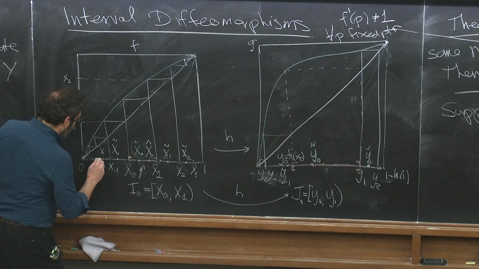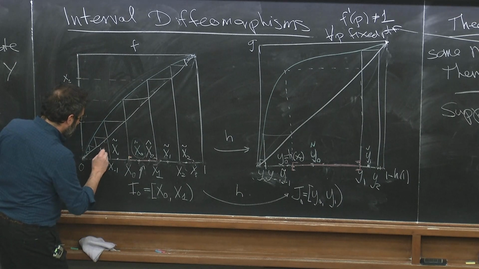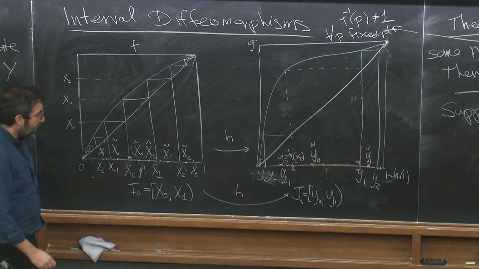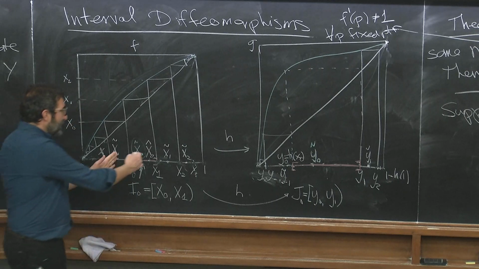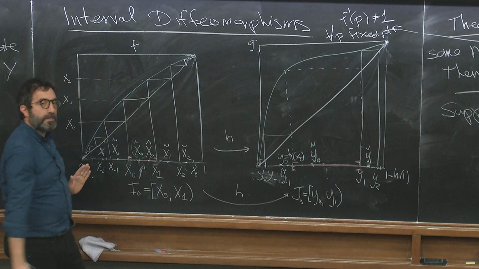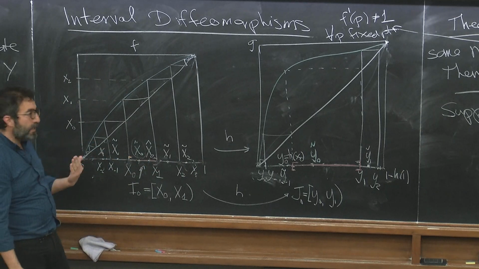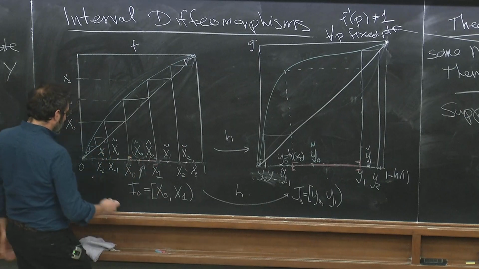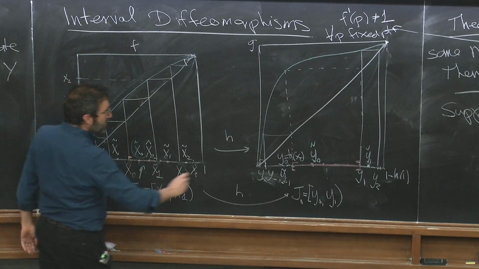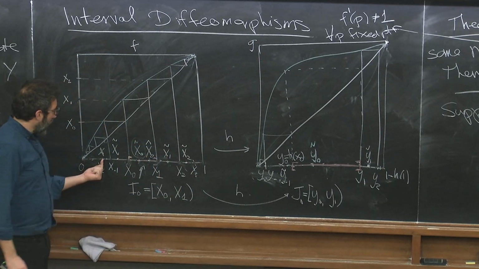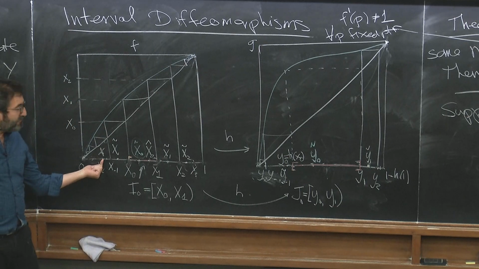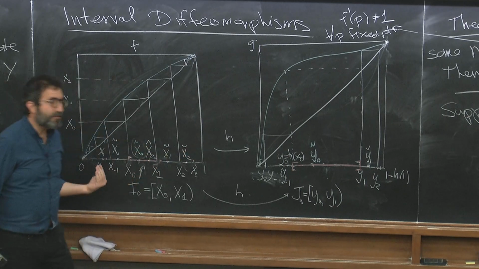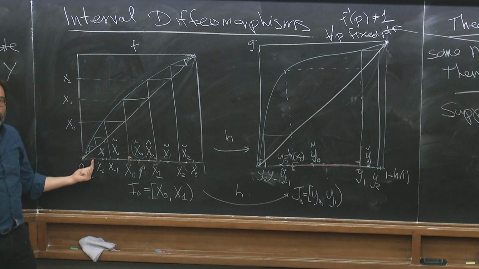Now if I choose a point here, x, I want to extend this to a homeomorphism of the whole interval, right? So I want to decide by some h that is consistent with everything, what is going to be the image of this point here? So how do I choose the value of h of x? What do you think?